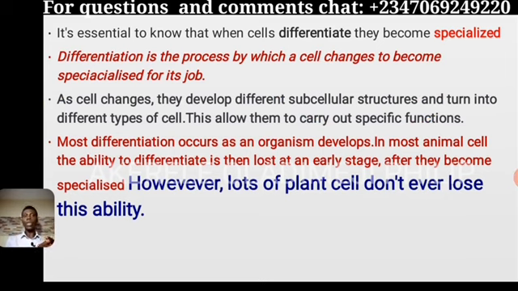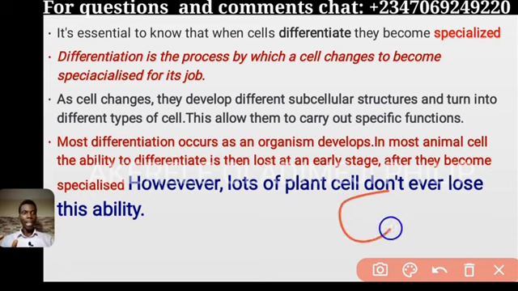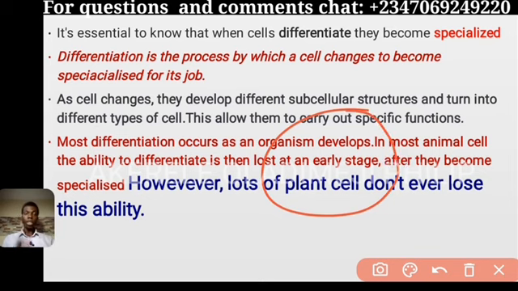Most differentiation occurs as an organism develops, all right? In most animal cells, the ability to differentiate is lost at an early stage after they become specialized. What does that mean? For animals, everything we have here has been formed from the womb of the mother. That's what it means. Initially, this is what happened to humans. Let me draw that. We have the egg there, fertilized by a structure called what? Sperm cell. So when the sperm cell fertilizes that, they form a structure called what? Zygote, which is just a cell.